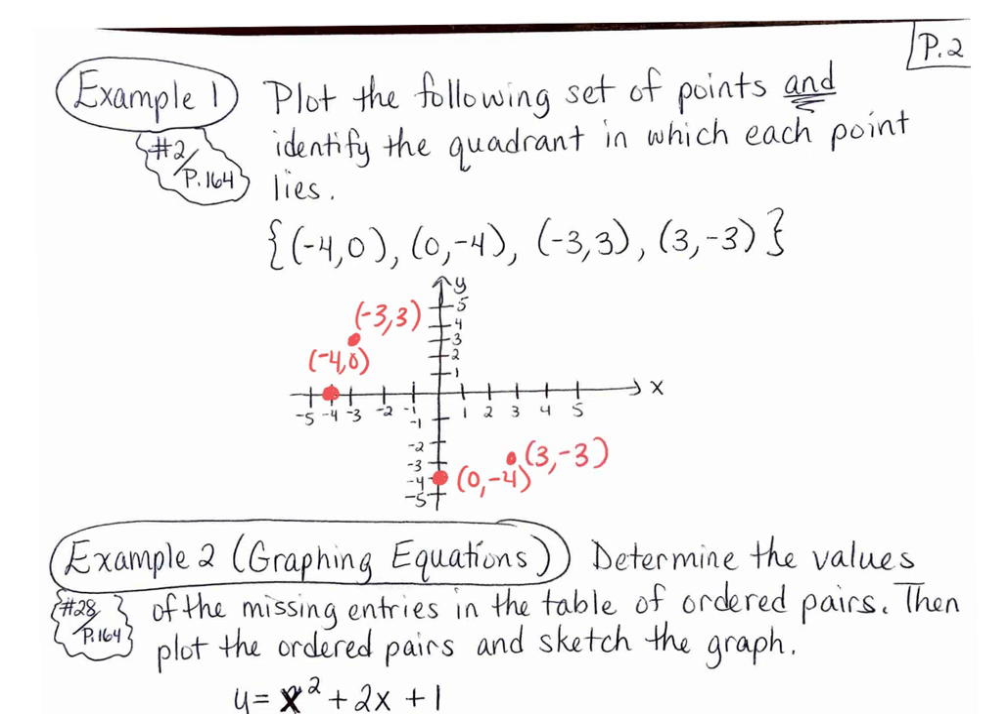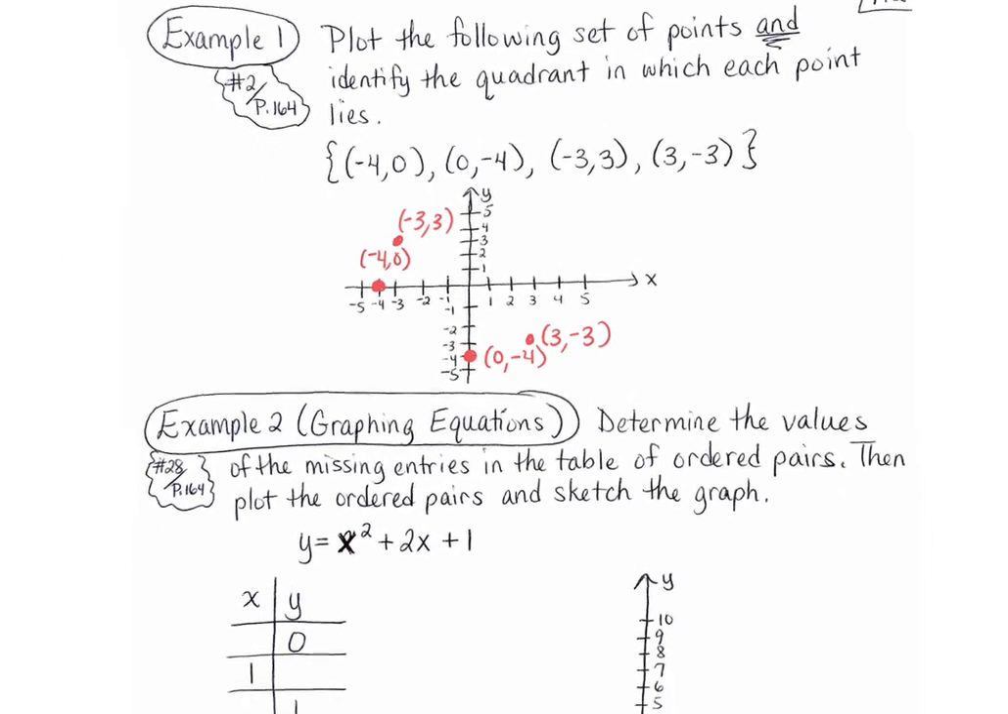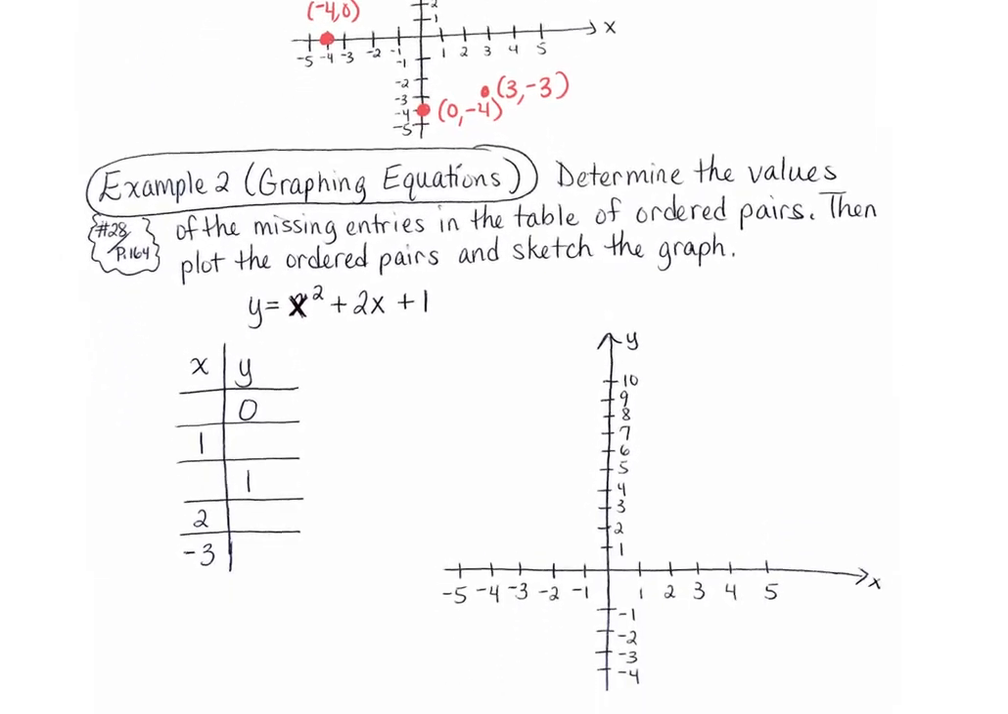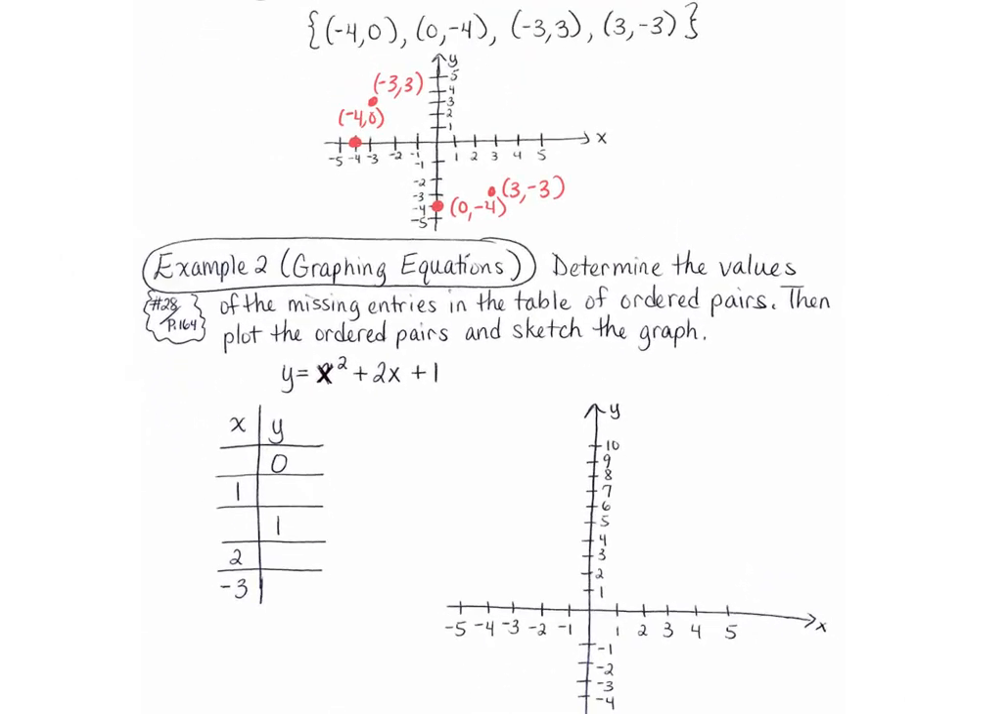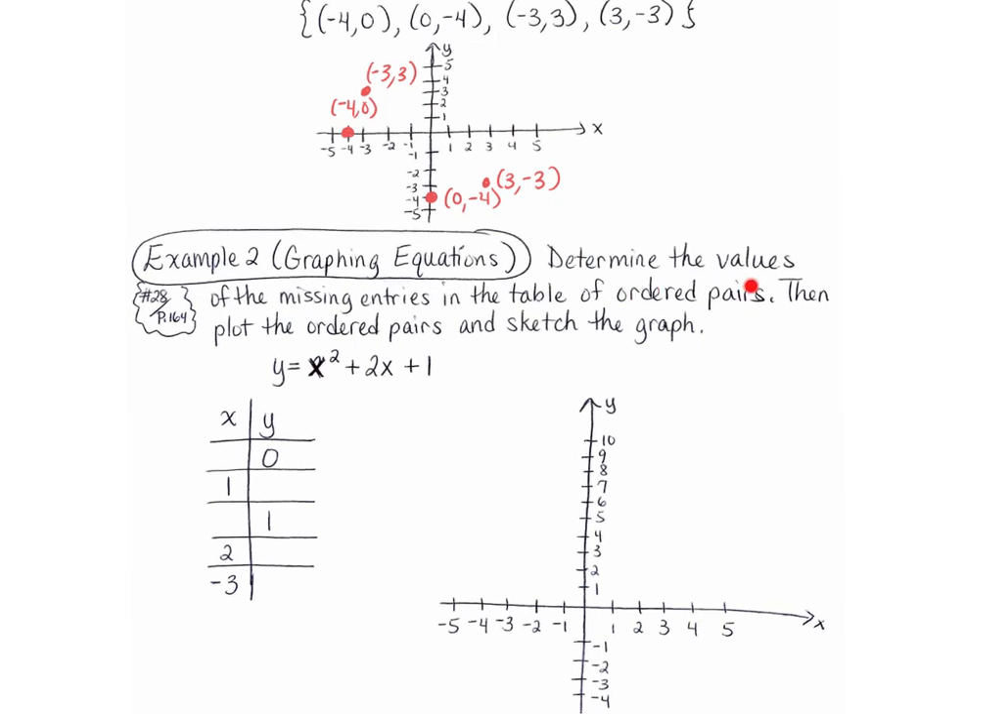Excellent. Okay. So we plotted our points. We identified the quadrant by default. So we're good. Now you can graph equations. Determine the values of the missing entries in the table of ordered pairs, then plot the ordered pairs and sketch the graph. So here we have y is equal to x squared plus 2x plus 1.